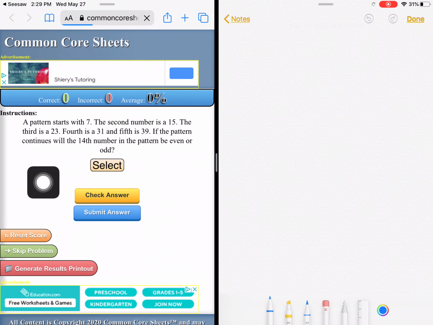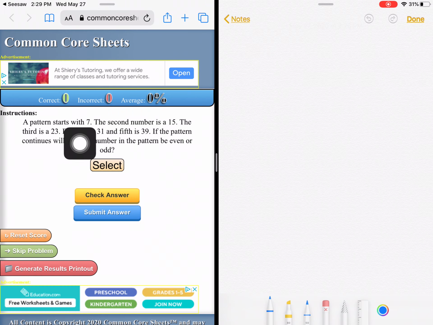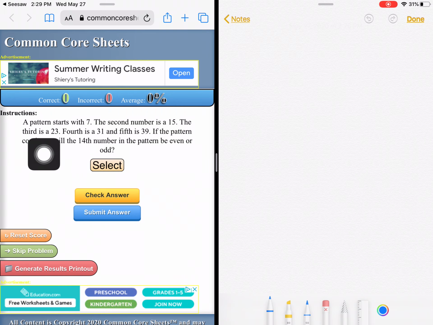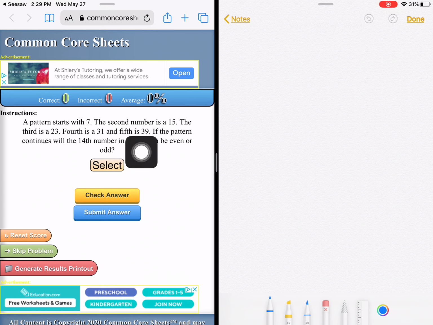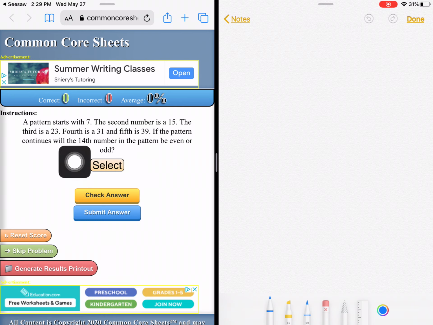These are finding patterns. So it says a pattern starts with 7. The second number is a 15. The third is 23. The fourth is 31. And the fifth is 39. If the pattern continues, will the 14th number in the pattern be even or odd? So I'm going to select if it's even or odd.